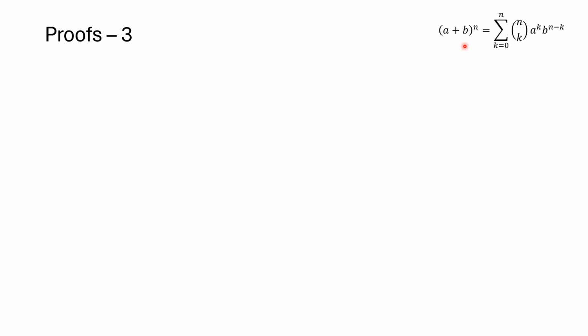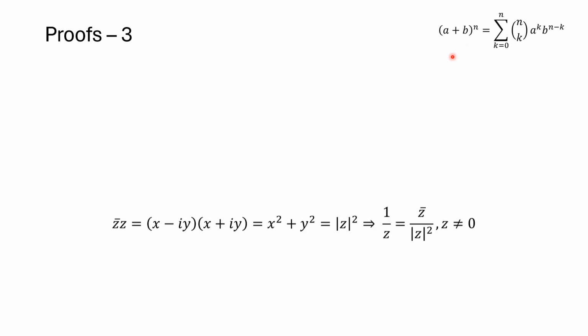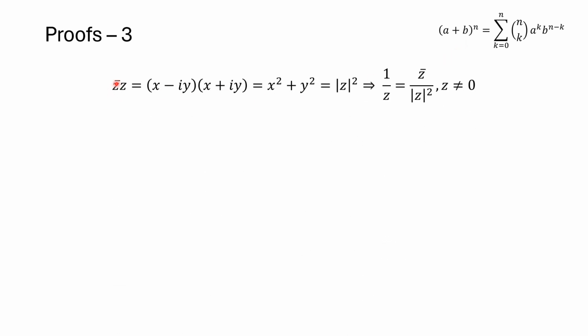On this slide, we prove the final two identities from our theorem. Let's have a look at the first one. We have the conjugate of z times z. We just put in what the conjugate is here, x minus iy times z, multiply it out, and we see that we get the square of the modulus, so this expression can be rewritten as 1 over z equals the conjugate of z over the modulus of z squared. And that only holds true when z is not equal to 0.